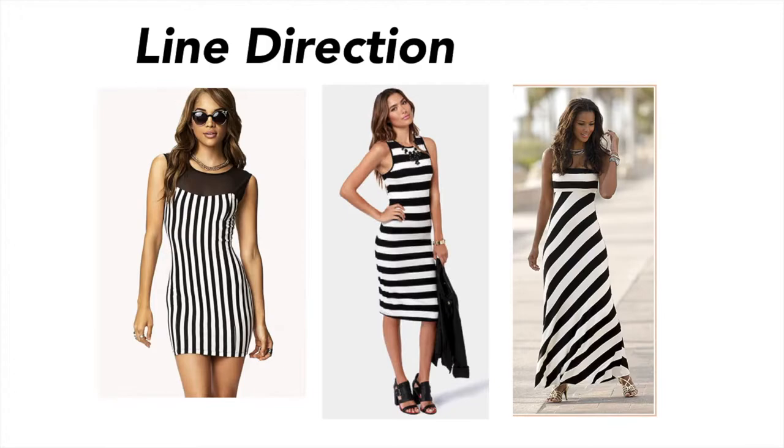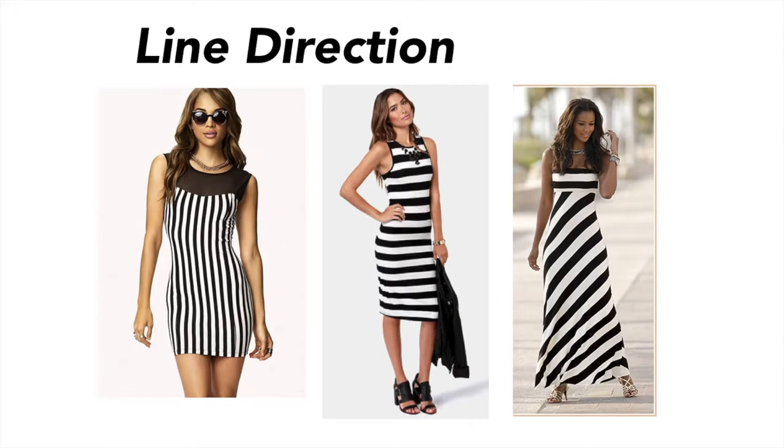We're often told that vertical lines are more slimming, but a lot has to do with the spacing of the lines as well. Vertical lines tend to be formal, strong, and dignified. Horizontal stripes can be very fun and flattering. Horizontal lines are restful, calm, relaxed, and casual.